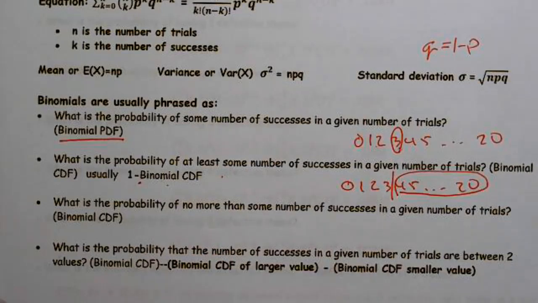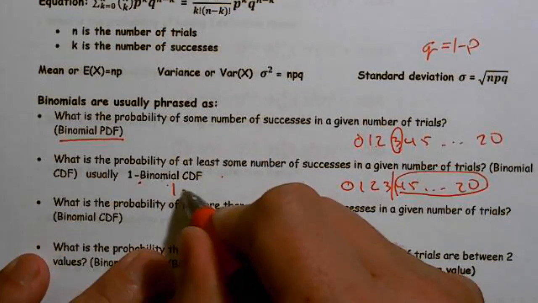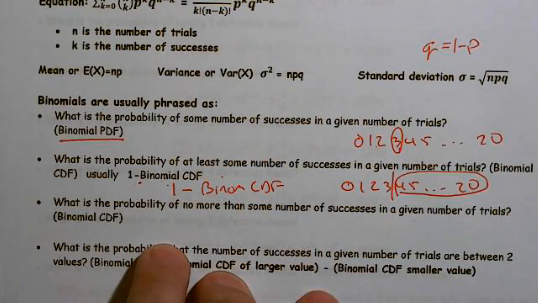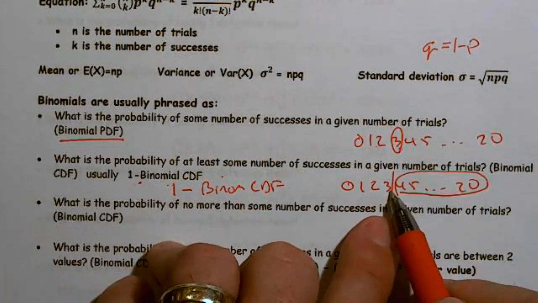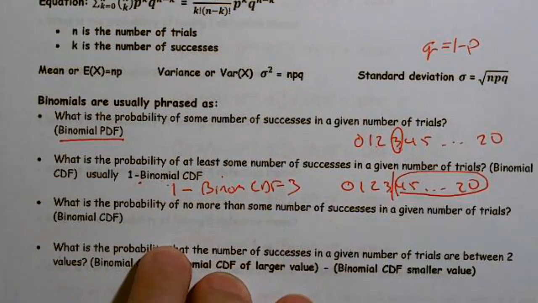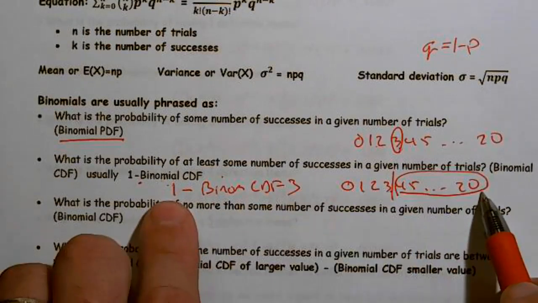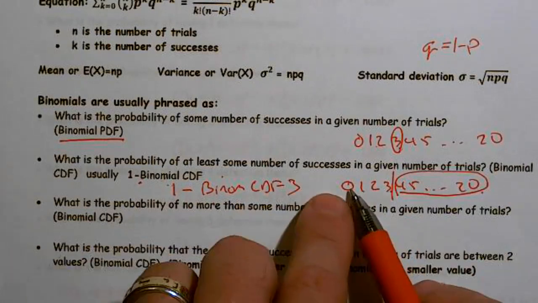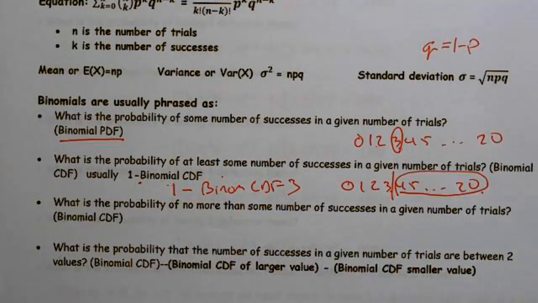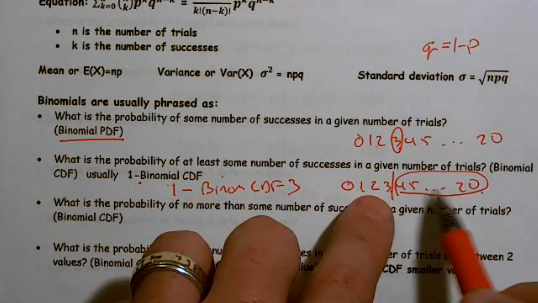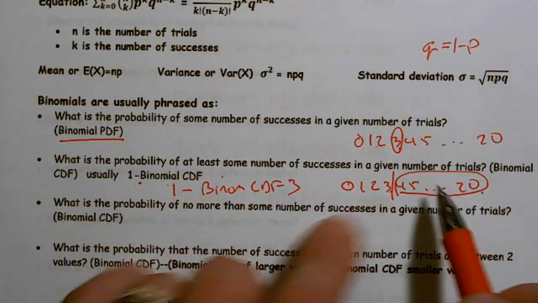Now, within an at least problem, I'm going to subtract out what I don't want. So it's going to be 1 minus binomial CDF and subtract out the highest value I don't want, which in this case is 3. So what I'd be subtracting out is the 3 and everything down below it, because I don't want to subtract out what I already have. And the reason we have a 1 in front is because a CDF is just a sum of the PDFs. If I add up the PDF of 0 plus the PDF of 1 plus the PDF of 2, all the way to the PDF of 20, I get 1 whole.